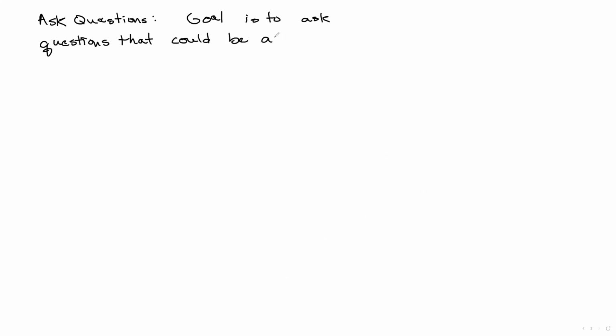So the first one is to ask questions. The goal when we're going through and asking questions is we want to ask questions that could be answered by data and that are relevant to the research topic. So the goal is to ask questions that could be answered by data and that address the research topic.